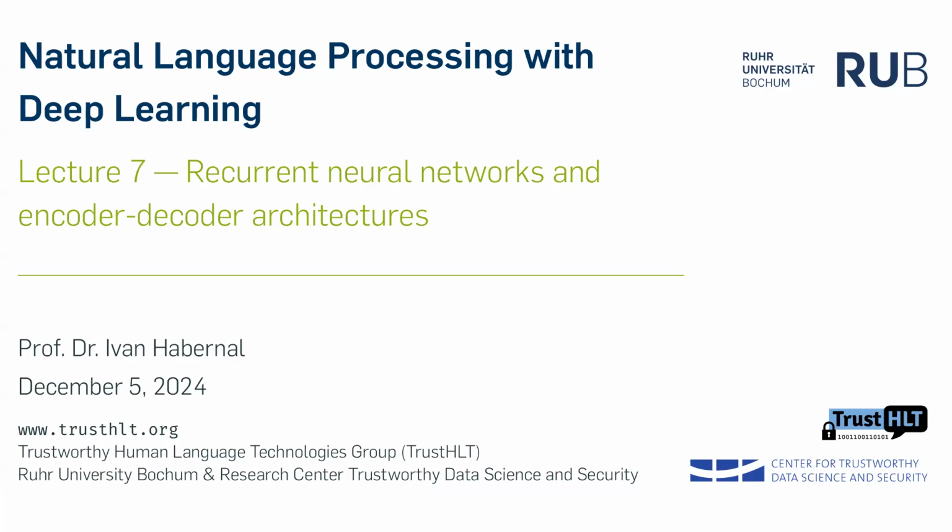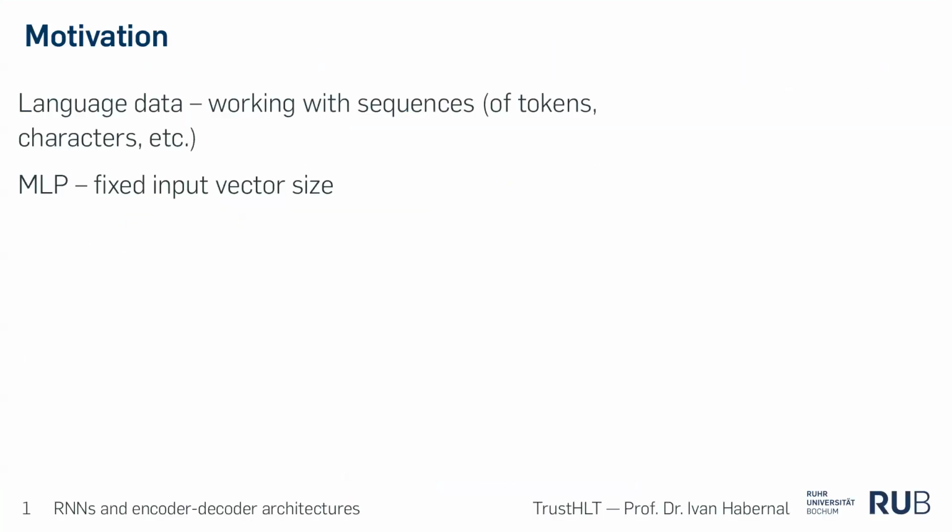So what we're going to be talking about today is something called recurrent neural networks and a special kind of architecture which is called encoder-decoder. And how should we motivate this? So far, we are working with language data. So tokens or sub-token units are going in and we want to do something with them, whatever the something could be, like classification or some other task.